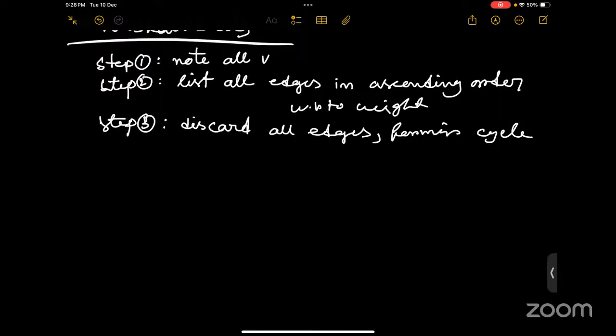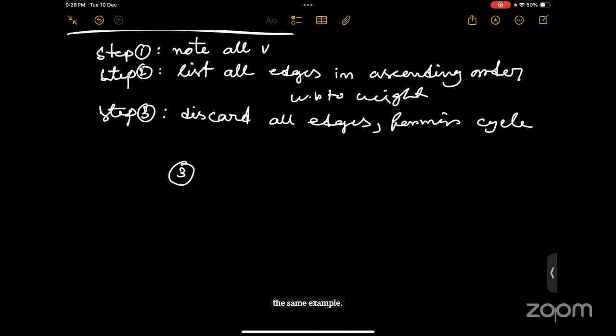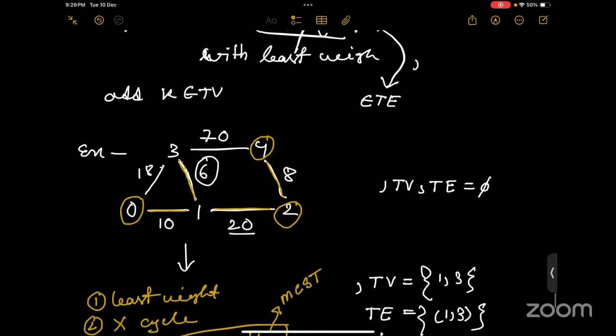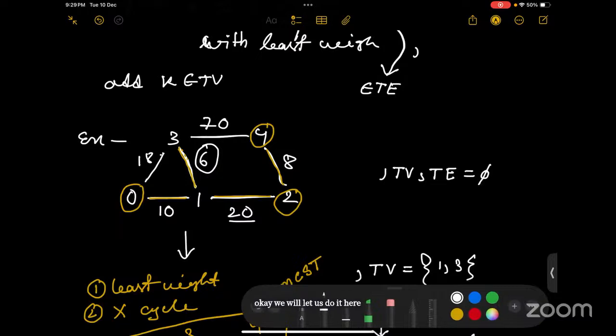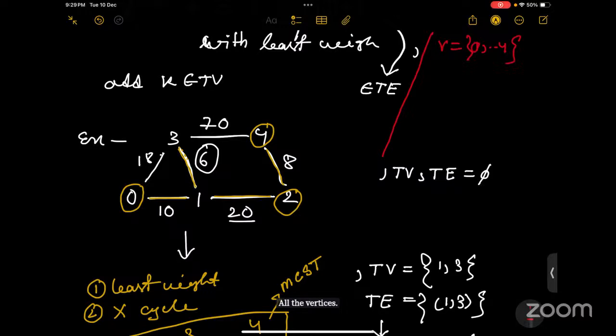So again, let us do the same example. Okay, we will do it here. We will use another color so that you can see the difference. Okay. So we have to note all the vertices. So this is basically 1 to 4, 0 to 4, right? 0 to 4, all the vertices. Right? Then we will note the edges in ascending order.